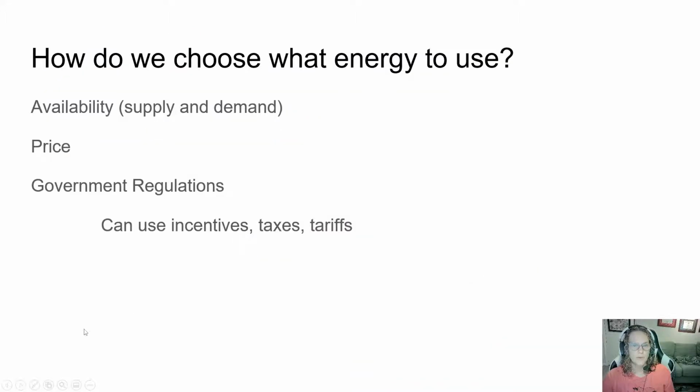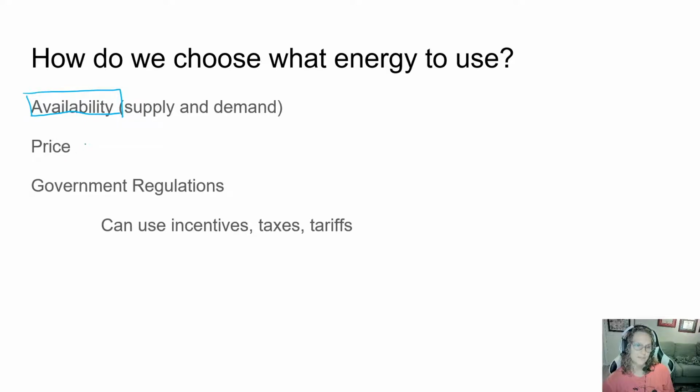Okay, so how does a country or a city choose which kind of energy they want to use? Well, what is there? What can we have access to? Not everybody is near coal. Not everybody is near oil or natural gas or whatever we have, wind, solar, water. So what's around? What can we buy? Supply and demand. What's available?